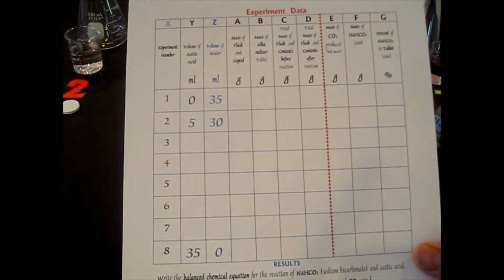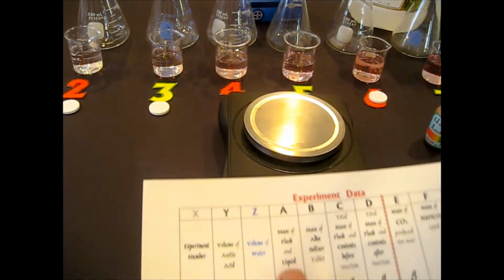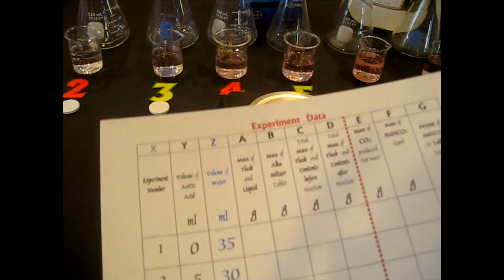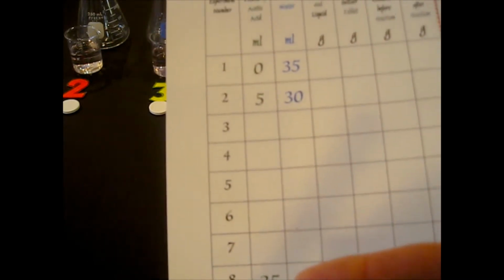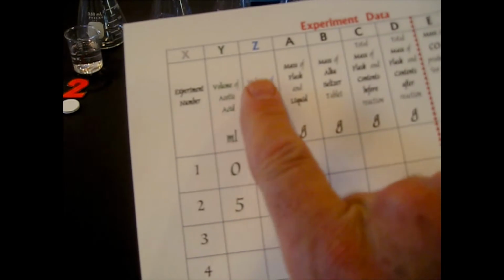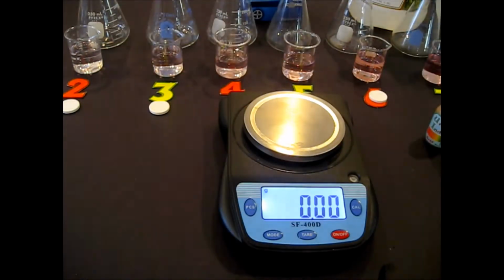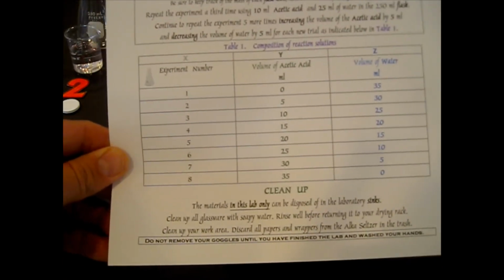Okay, so we're going to be recording for the Alka Seltzer lab. We're going to be recording the masses for column A, B, and C for experiments 2 through 7. I've already done 1 and 8 on the other video you should have watched. You can fill in Y and Z based on the data table on the previous page. You can get all those numbers. If you haven't done that yet, you can just go back and do that later.